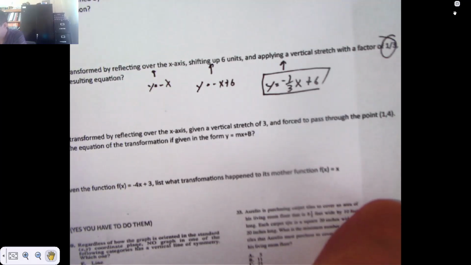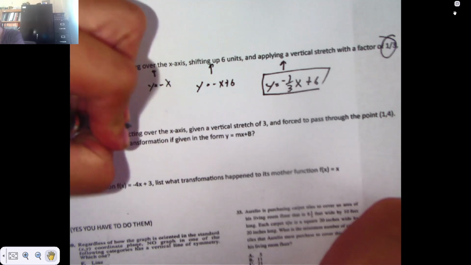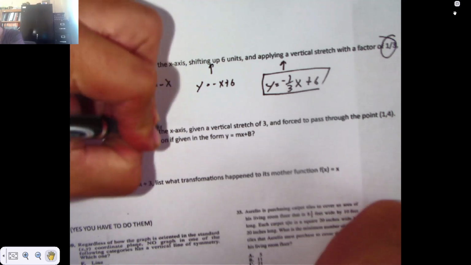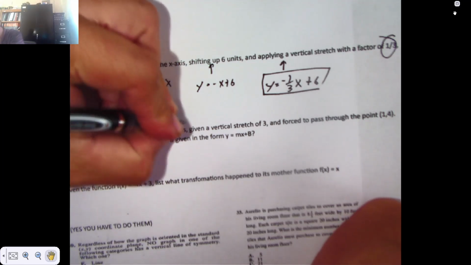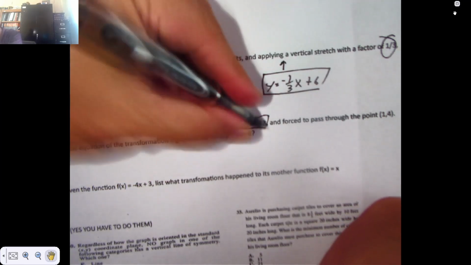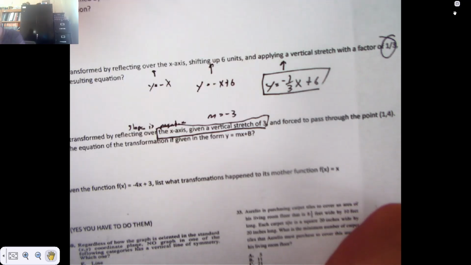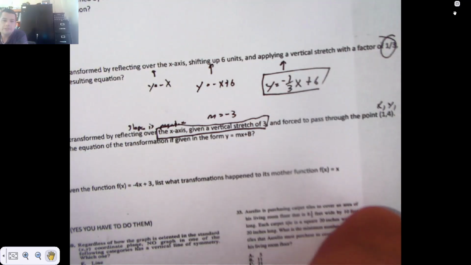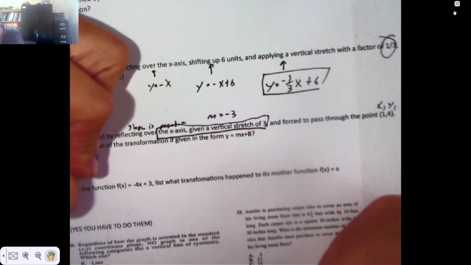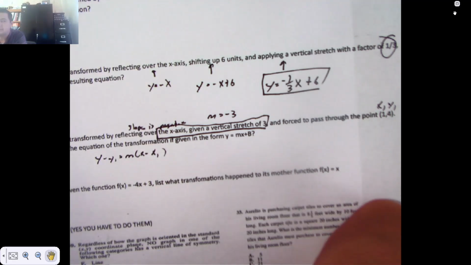I'll do 9. Y equals x is transformed by reflecting over the x-axis. What that means to me is that the slope is negative. Given a vertical stretch of 3, when you put these two together, you get that the slope is negative 3 and passes through a point. Well, the point gives me an x1 and a y1, which means I just get to use point slope formula. I get to do y minus y1 equals m times x minus x1, and I plug stuff into it.